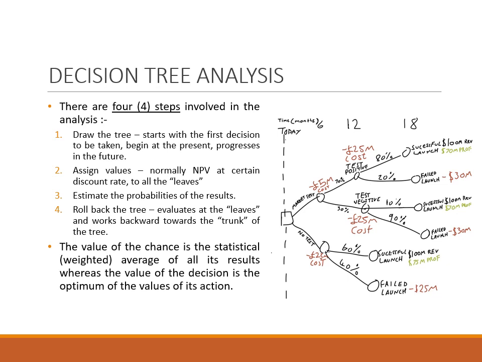Once you have all of those values on the tree, then what you do is you roll back the tree. You evaluate at the leaves of the trees and then you work backward towards the trunk of the tree. So the value of the chance is the statistical or weighted average of all of its results, whereas the value of the decision is the optimum of the value of its action. It might not make sense now, so let's look at more examples.